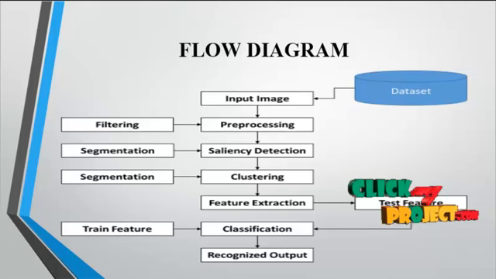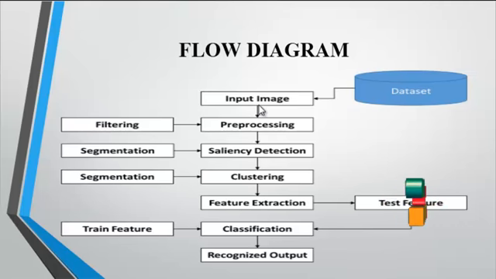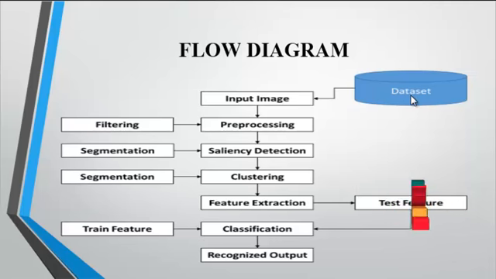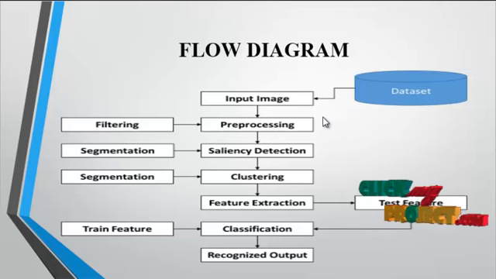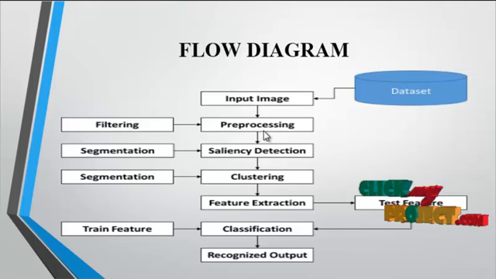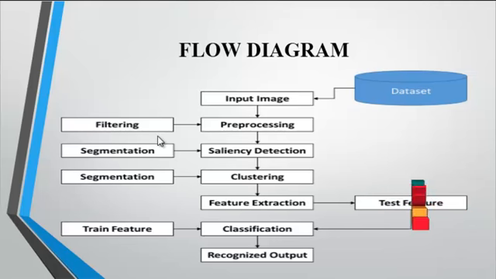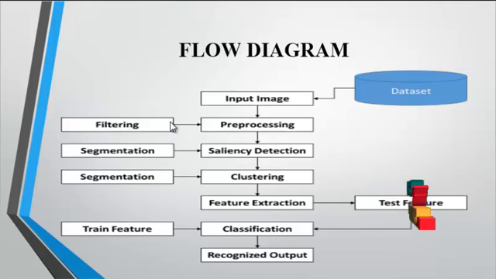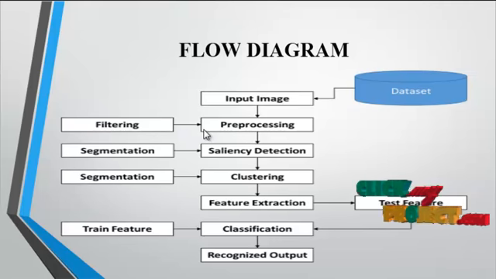Now we discuss the flow diagram for the process. At first, the input image is taken from the dataset. The dataset is nothing but a folder consisting of several images used for the process. After the input image is taken from the dataset, pre-processing is carried out. Pre-processing is the process of filtering the noise from the image. Filtering is the process of removing the noise, and the image which comes out from the filtering is the noise-free image.